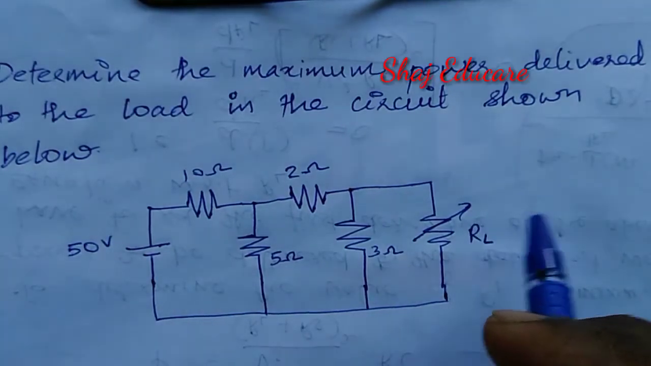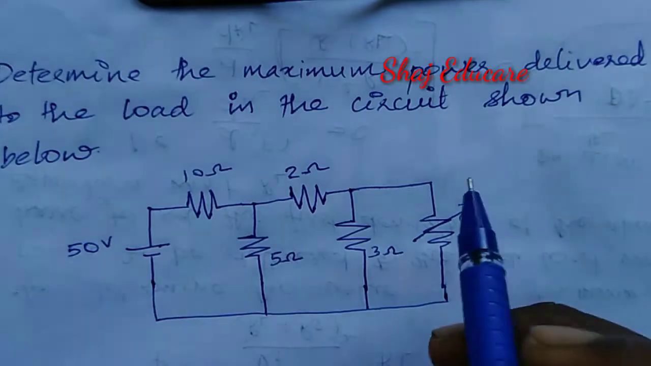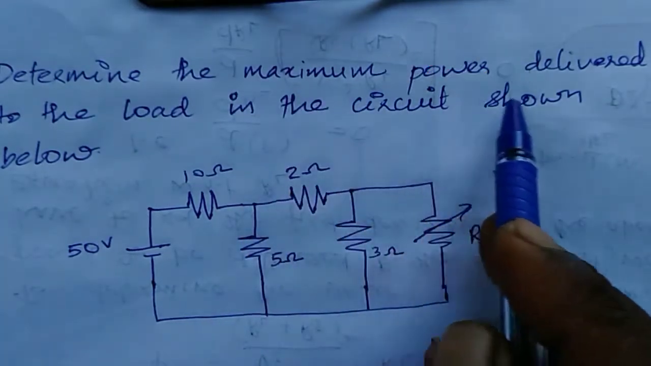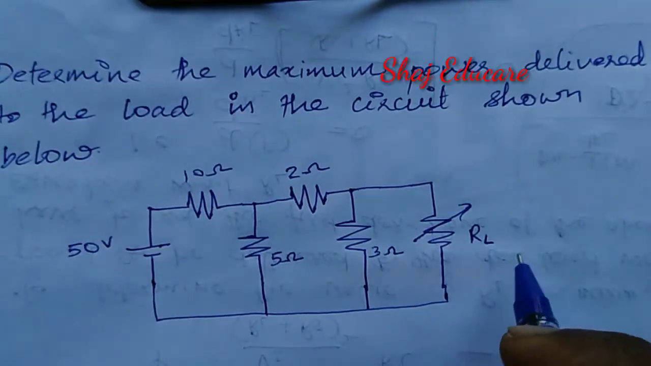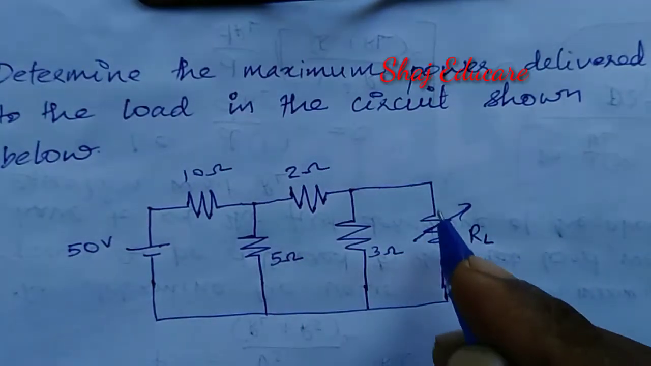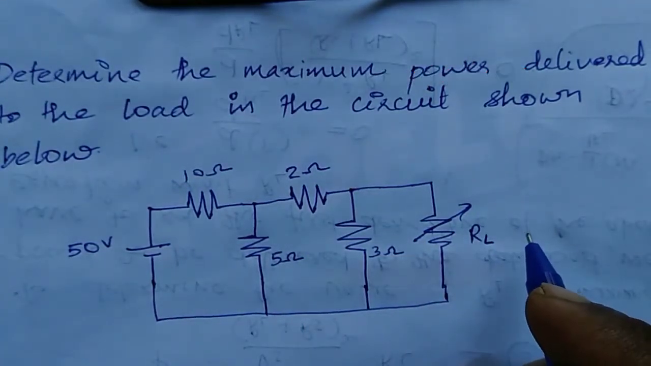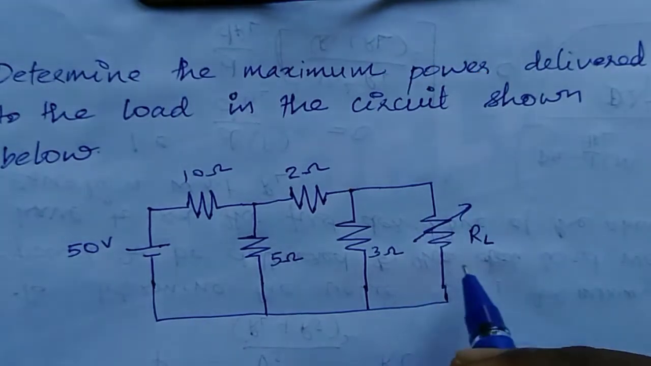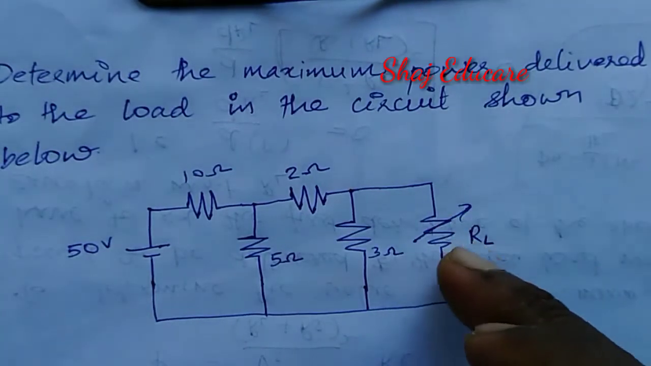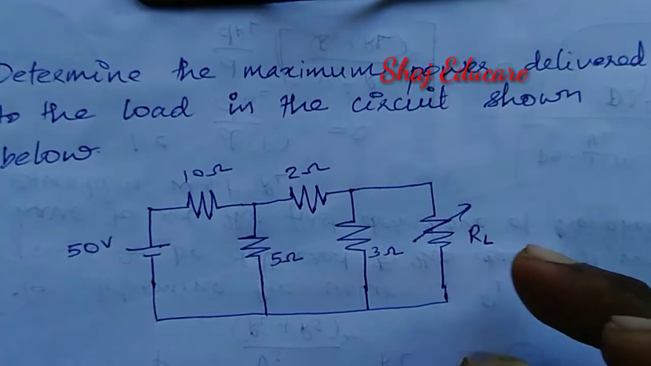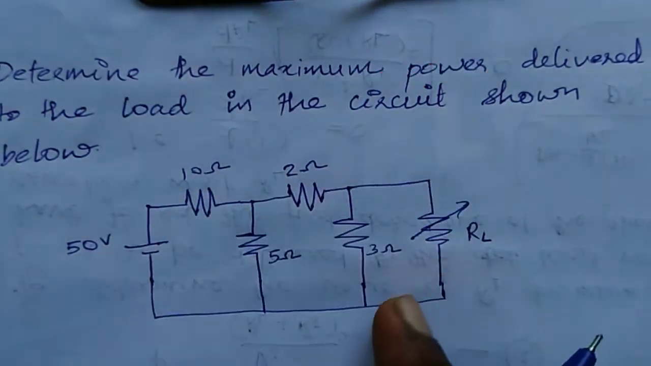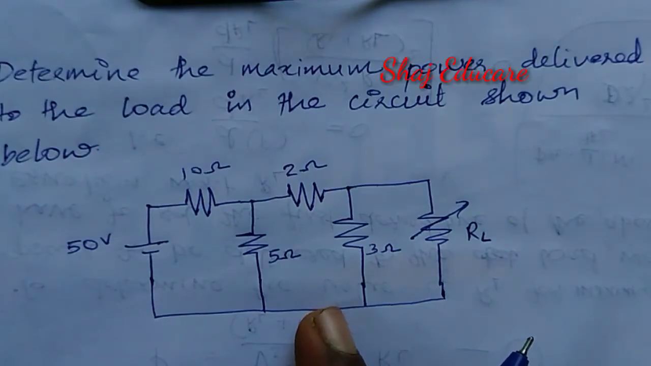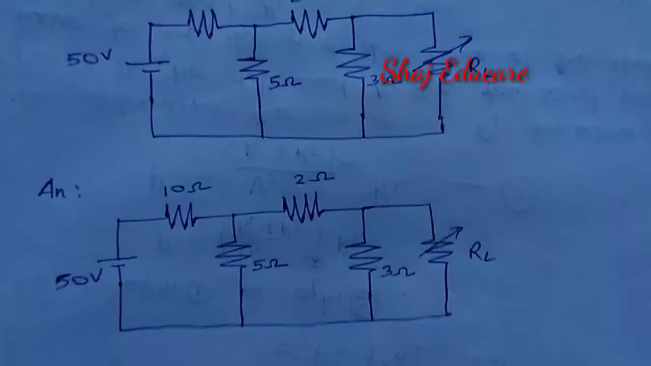We have to find the corresponding load resistance, and then we have to determine the maximum power delivered at the resistor RL. That is the question here. You have to find the value of RL and the power delivered at RL from the source. So let me redraw the circuit, and I will be back to you after that.